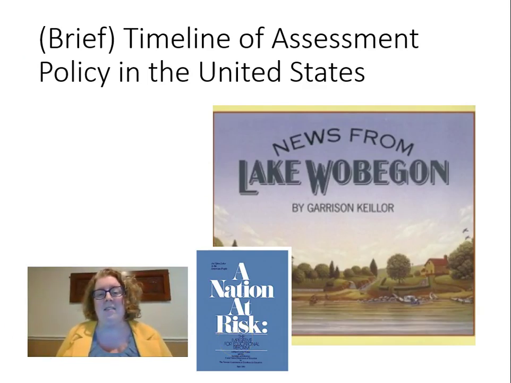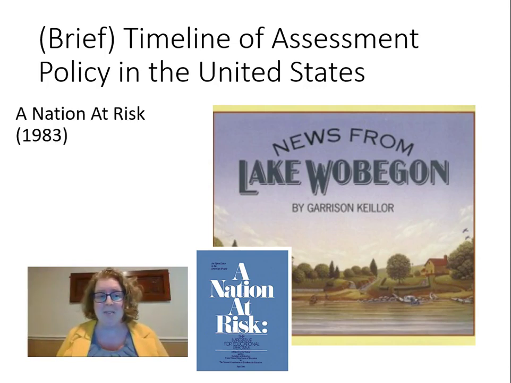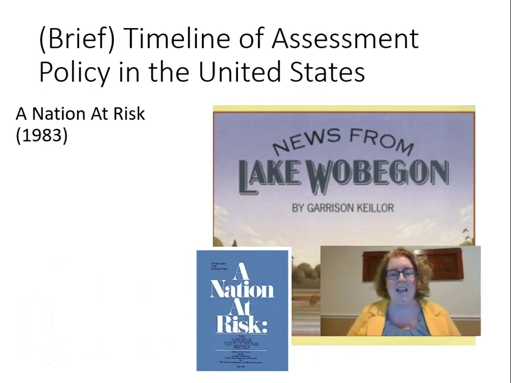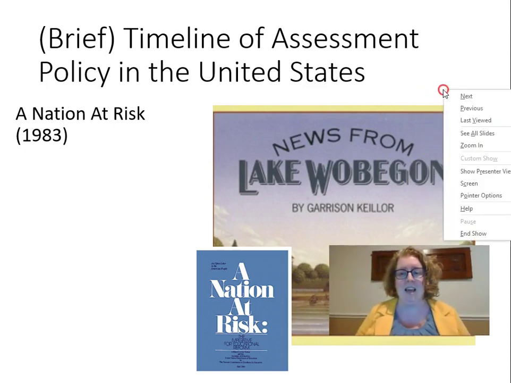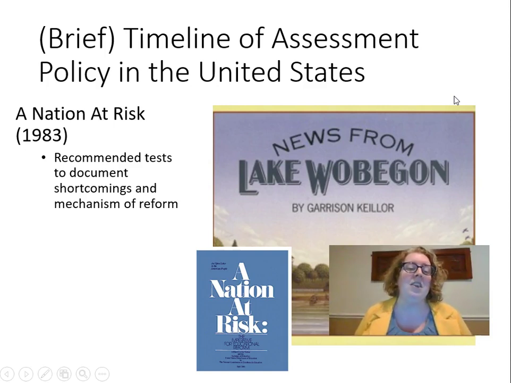Then we also had some important publications that came out. The first one was A Nation at Risk in 1983. This really showed us that recommended test to document the shortcomings and mechanisms of reform. It was one of the first comparisons of the United States to other developed countries, and it showed that we were not performing as well as maybe our peer countries, and really recommended that we use assessment systems to document what was working in our schools, a more scientific approach to education, and using testing not as an end-all to school reform, but that it could help us shape school reform.